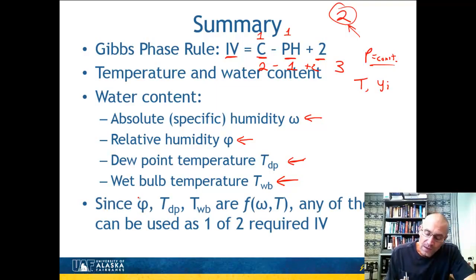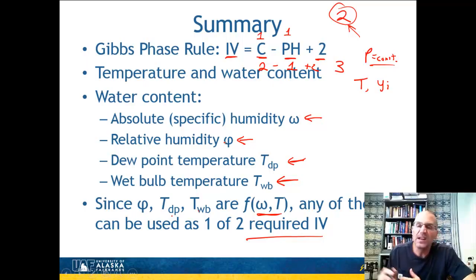So now, since relative humidity, the dew point temperature, and the wet bulb temperature are all functions of both the absolute humidity and temperature, that means I can use any 2 of these properties as my 2 required independent variables. I could use, for example, temperature and relative humidity, or temperature and absolute humidity. I could use the dew point temperature and relative humidity. Any 2 of those is going to completely define my system. And we'll see that more when we start using the psychrometric charts in future videos, and also when we use EES.